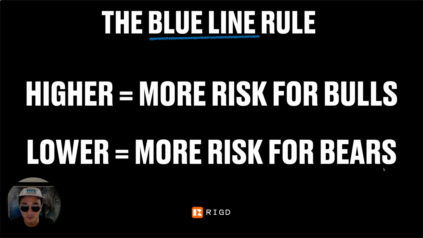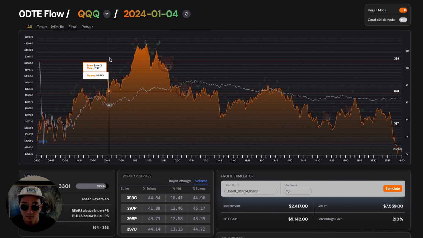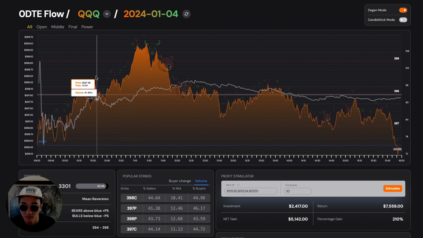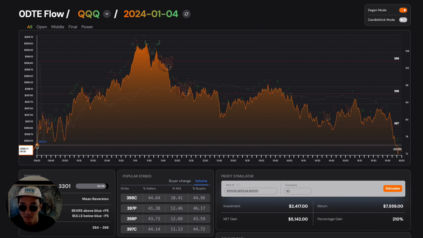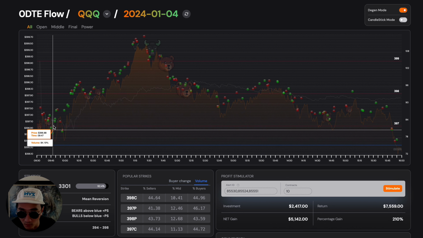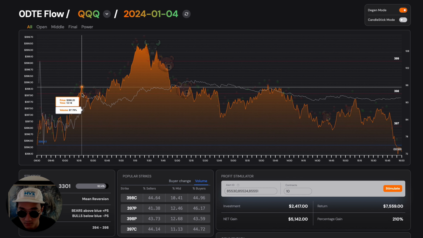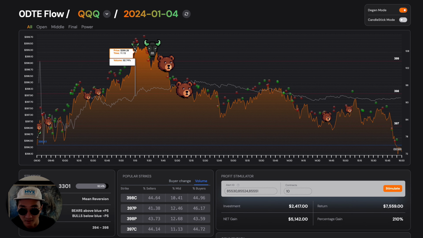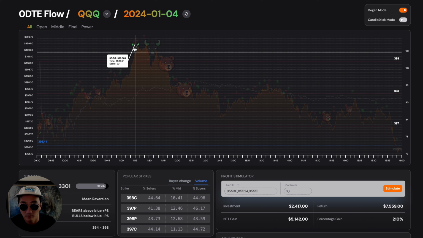Now let's just look at some of these and I'll show you. Higher, more risk for bulls. Lower, more risk for bears. Okay, we're on the QQQ, January 1st, 2024. Open 396.41. What happens? 1, 2, 3. Okay, so we're up 3. And look at the bulls come in, 3 up.